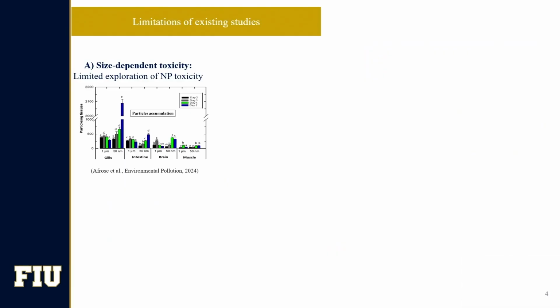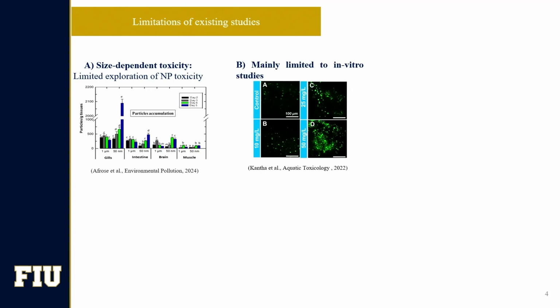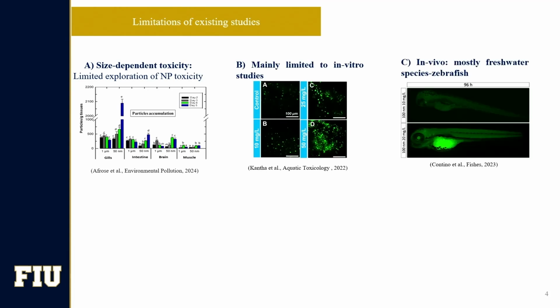So, limitations of existing studies. There was limited work. We started this in around 2020. Since then, there have been a lot more studies, but size-dependent toxicities, how the size of the nanoplastic affects the toxicity? Most studies were in vitro, and in vivo, there were a few studies, but they were mostly freshwater zebrafish, and because the nanoplastics behave very differently in freshwater and saltwater, those results are not directly transferable at all to marine systems.